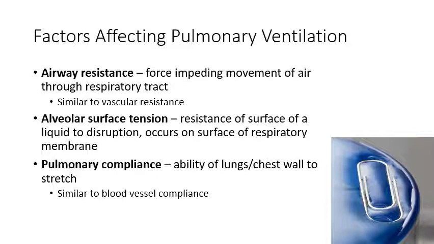If airway resistance increases, then pulmonary ventilation is going to decrease because it's harder to move the air in and out. Next, you have alveolar surface tension. Surface tension is kind of the pushback of a surface of a liquid when you press on it. So it's the resistance of the surface of a liquid to disruption or to pressure that's placed upon it. It actually occurs with all liquids. All liquids have some surface tension, but most don't have very much surface tension. Water has quite a lot.